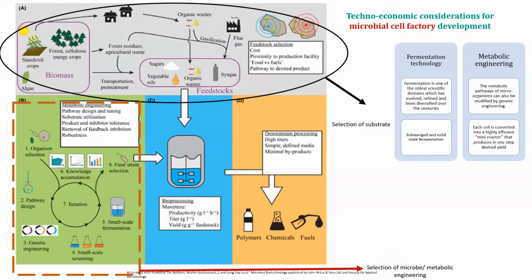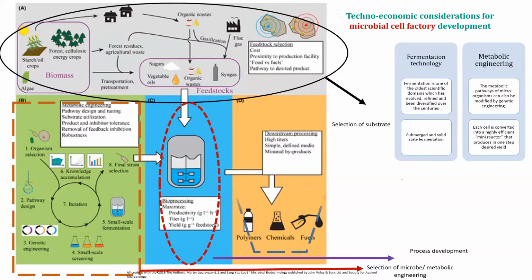So downstream processing helps in getting a high titer value, and you can remove the byproducts during downstream processing. From there you can get polymers, you can use your desired products in developing chemicals, or you can use those enzymes in biofuel generation. Okay, so this is a simple process where microbes are used as a cell factory, and they are called microbial cell factories, where fermentation technology and metabolic engineering play an important role.